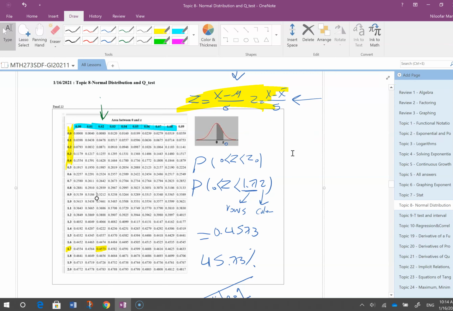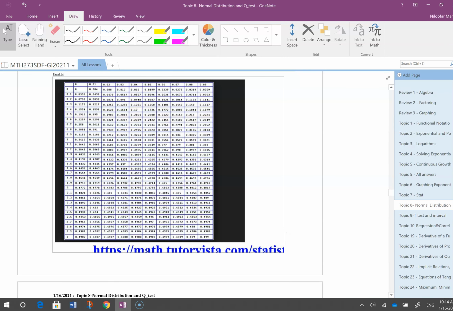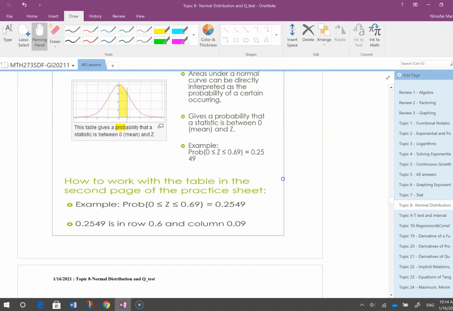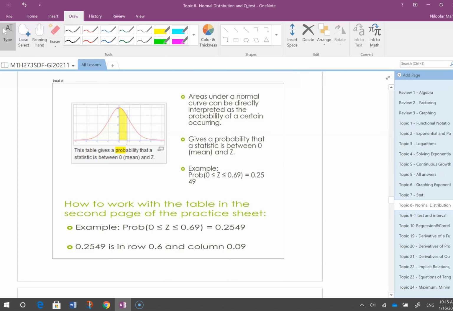Okay, so this is the larger table for more values from 0 to 3, and we don't have negative, as I told you. Here, for example, what is the probability of Z more than 0.69? For this part, you go to the rows, and for this one you go to the column.